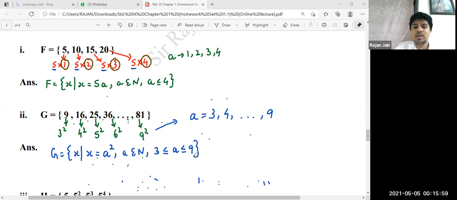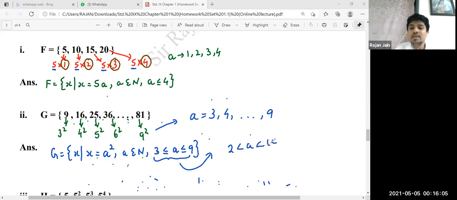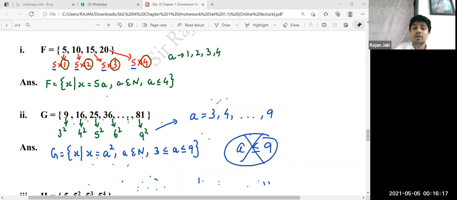So that is written mathematically like this. Understood? Okay, the same thing you can write like this: 2 less than a less than 10. What is the difference? The equal to sign is not put there. So this is also correct and that is also correct. Please do not make the mistake of just writing a less than equal to 9. That is wrong, because you are not starting from the first natural number. You are starting from 3, so you have to write that we have to start from 3.